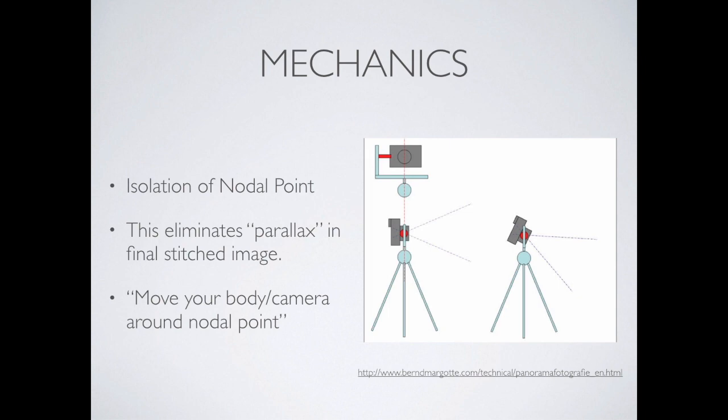What we want to do is isolate something called the nodal point of the camera lens. And this, just like your eye, is when the image comes into your iris, the image flips before it hits the back of the camera. That's the way the lens works. And we've all gotten used to that, and we see the world right side up.